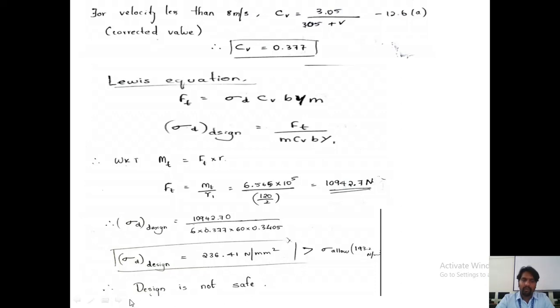Again, what we need to do, we need to increase the module. All this calculation is based on the module. So now we need to change the module to a higher value. So from the table 12.8, take m is equal to 8. The previous case, 6, is not safe. So we increase the module to 8 by referring to the table 12.2.